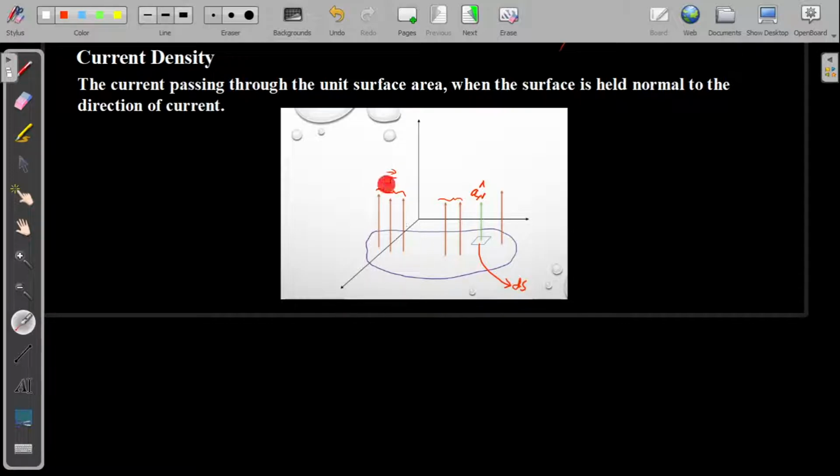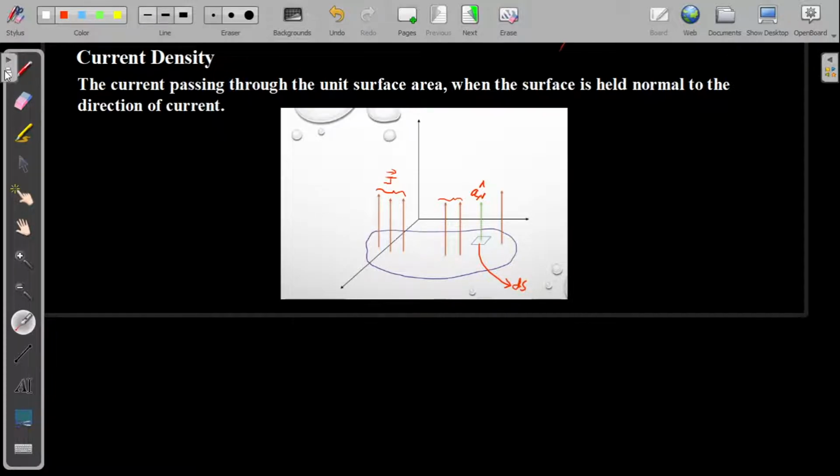We understood that this J and I will be normal to the surface always, because otherwise you cannot measure what is current density. Keep this also in mind. Always the current or current density will be normal to the surface. So I will always have the normal component of this J vector with me.